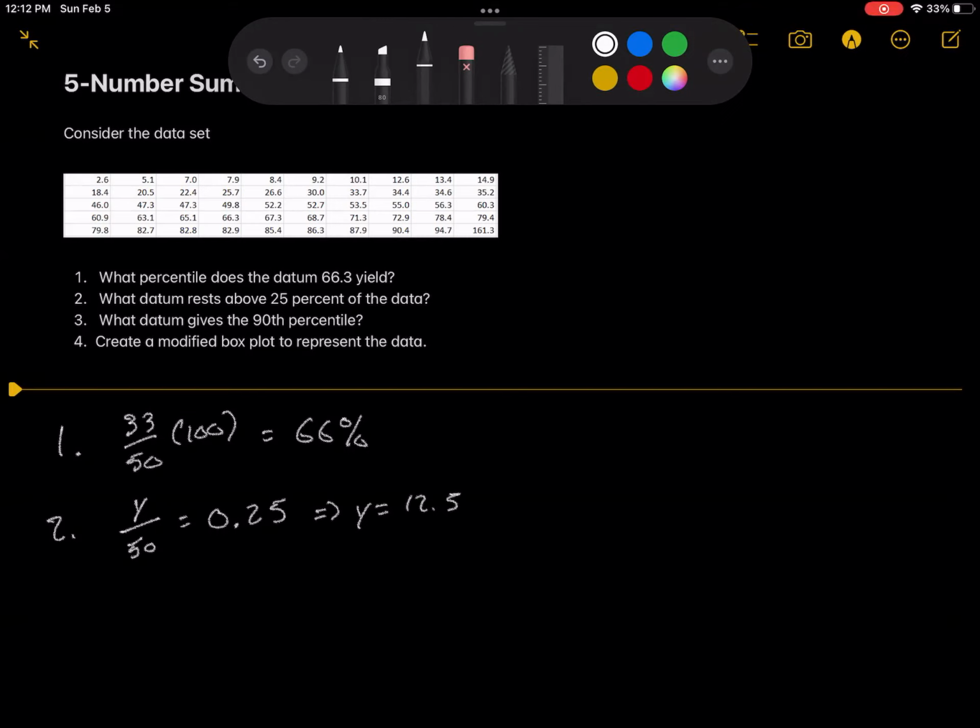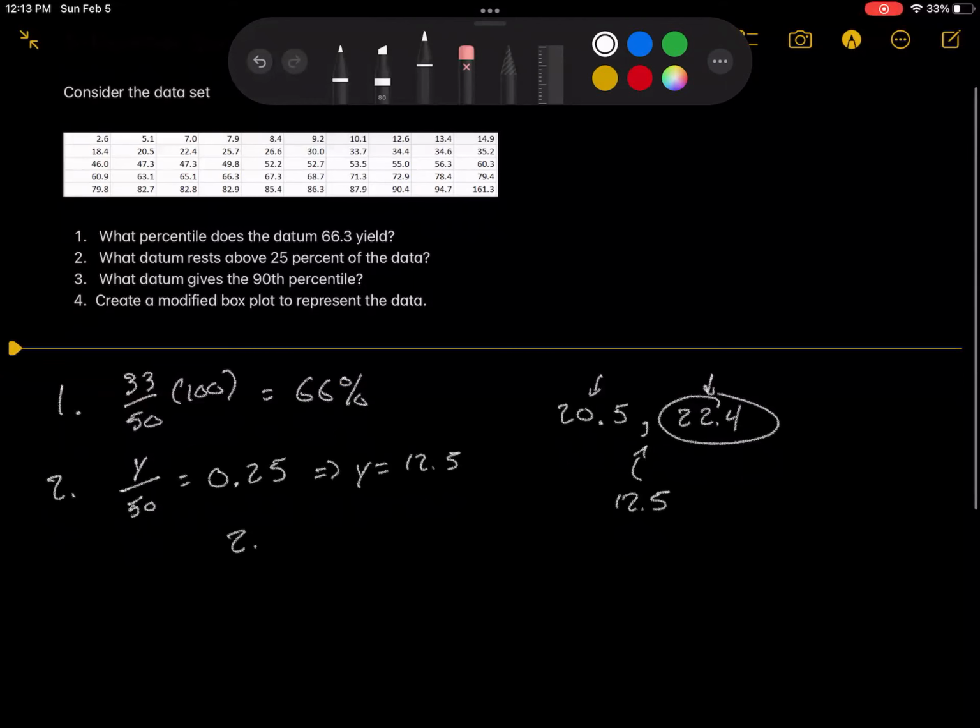So 10 across the top, 18.4 is 11, 20.5 is 12. So 12 and a half falls right in between 20.5 and the next point, 22.4. Right there is 12 and a half, right? That's my 12th value. This is my 13th value. So that means this point right there has 12 and a half less than it, or it's greater than 25% of the data. So that means we'll take that 22.4. That data point has 25% of your data less than it.